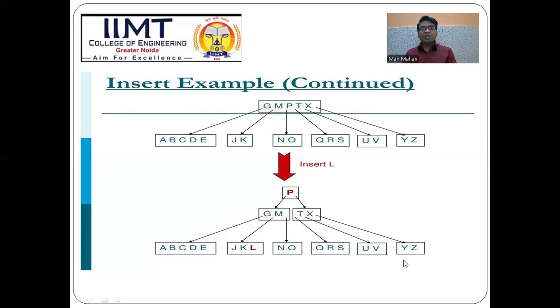Now the next element we insert is L. We insert L in this example. Now we can see the position of L: it goes in the node with J, K, and L. You can see the value less than L is M. So now we insert the value L.